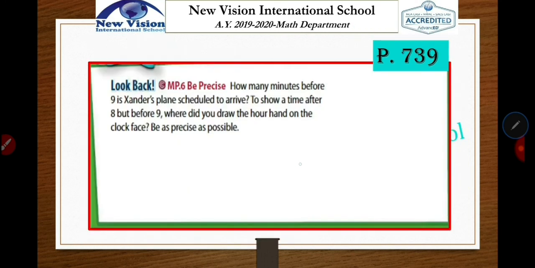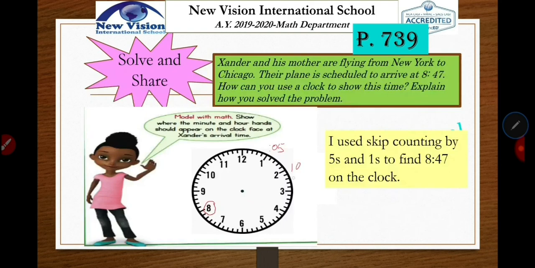Okay, 5, and then 2 is 10. And then 3 is at 15. 4 is at 20. 5 is 25. 6 is 30 minutes. 7 is 35. 8 is 40. 9 is 45. 10 is 50. And 11 is 55. And 12 is 60 or o'clock.